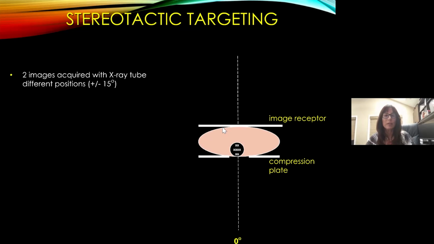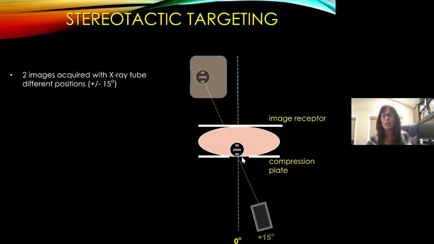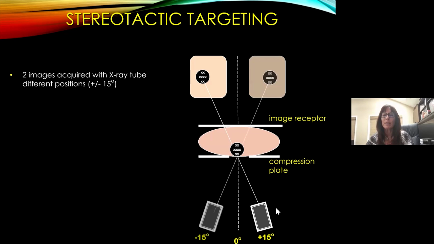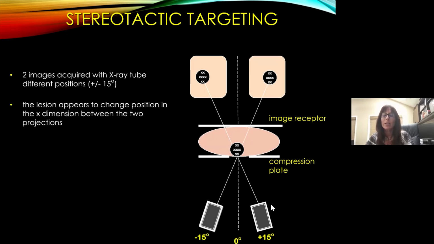To start with, two images are acquired with the X-ray tube in different positions. So here's the scout view at 0 degrees. And here's a target of grouped microcalcifications. We get a view at positive 15 degrees and a view at negative 15 degrees. The target of the lesion appears to change position in the X dimension between the two projections. You can see it looks more towards the left here and more towards the right here.